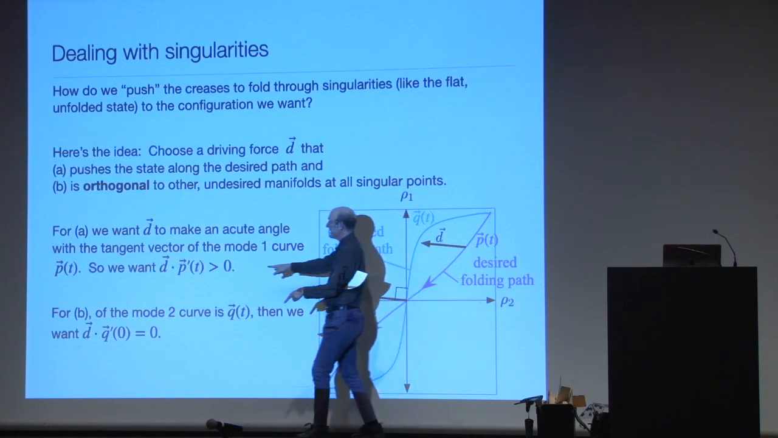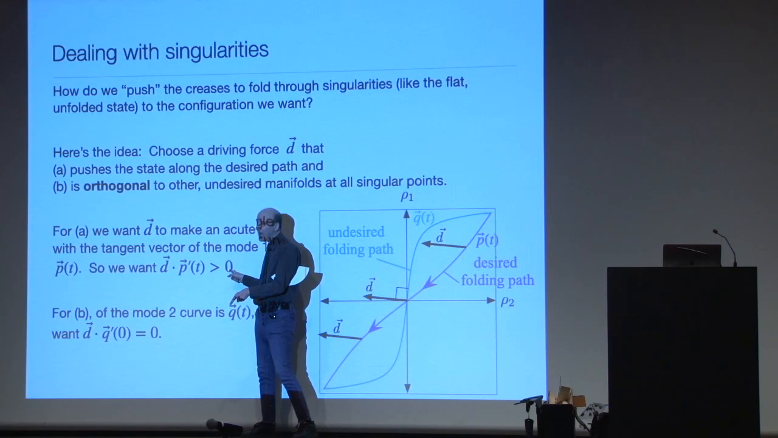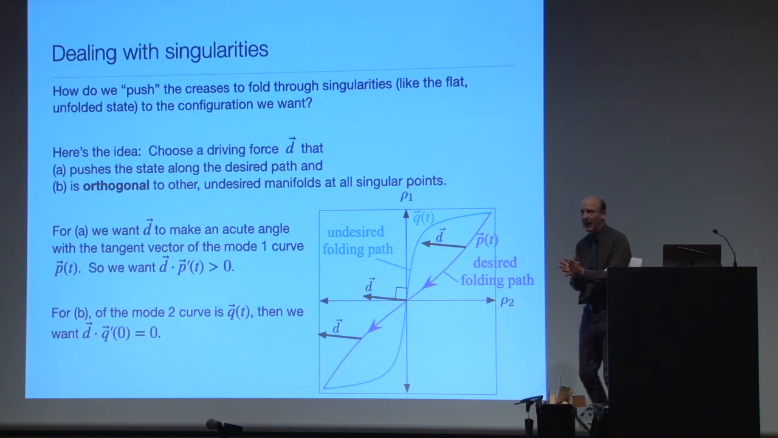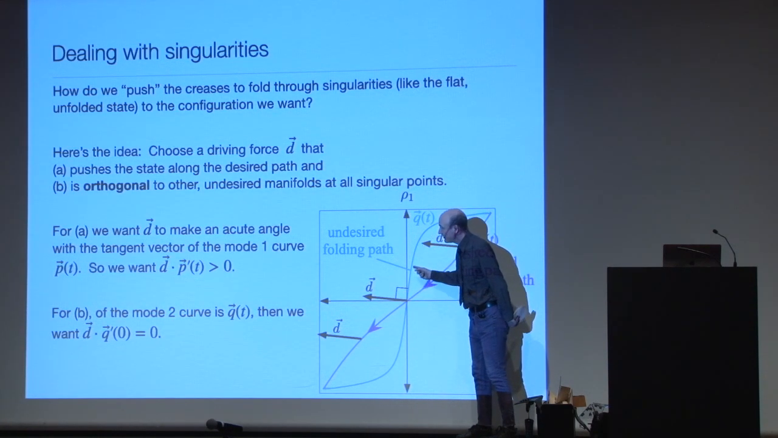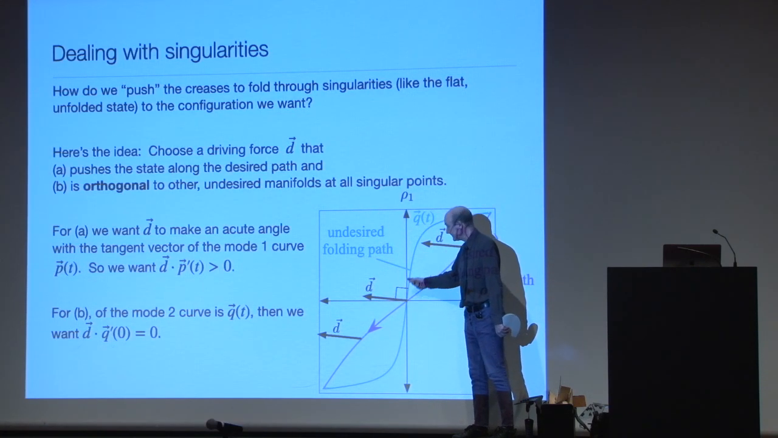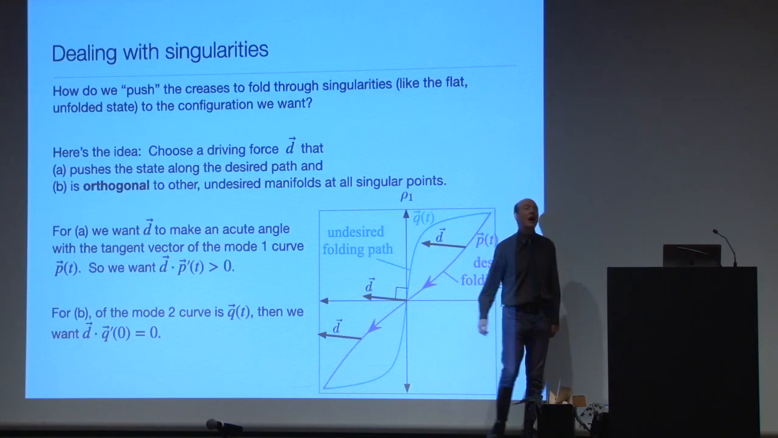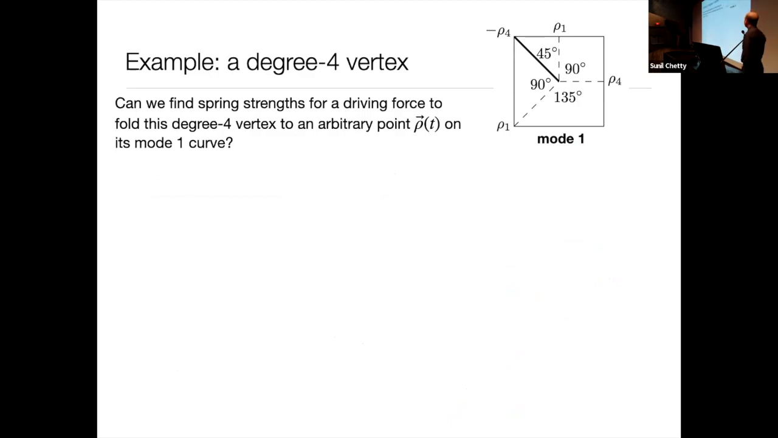You can test that by taking the dot product of those two vectors, the driving force and the tangent vector. If you get a positive dot product, that means you have an acute angle. Dot products are fun. I like them. But at the origin, you want your dot product with the mode 2 tangent vector, which I'm calling Q here, to be 0 with the blue path. I'm plugging in 0 for the folding angles. So these are things we can test. I have a bunch of slides where we do that, and they're yucky, because they're equations.